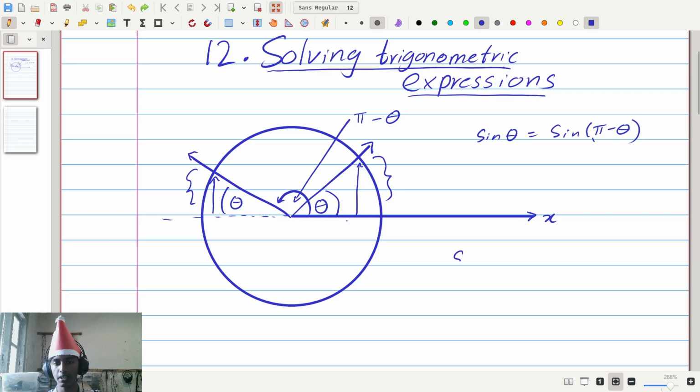Let's say we have sine A equal to sine B. One of the possibilities is of course that A is equal to B. This is the simplest possibility.